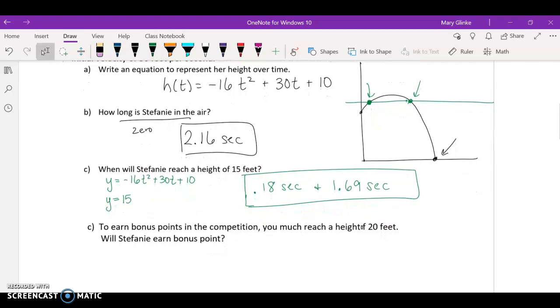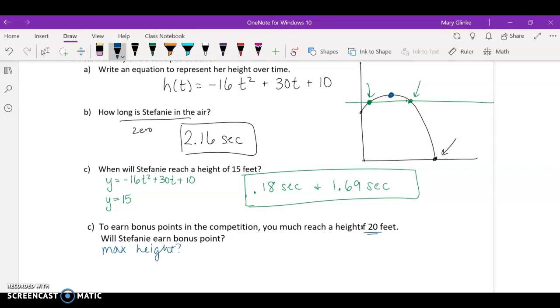So we want to now calculate if she's able to get her bonus points by reaching a maximum height of 20 feet. So this point right here, we don't know if that point is going to exceed 20 feet or not. So there's many different ways we can do this. We can type in y equals 20 and we can see if those intersect. Or another way to do this is to calculate the maximum height.